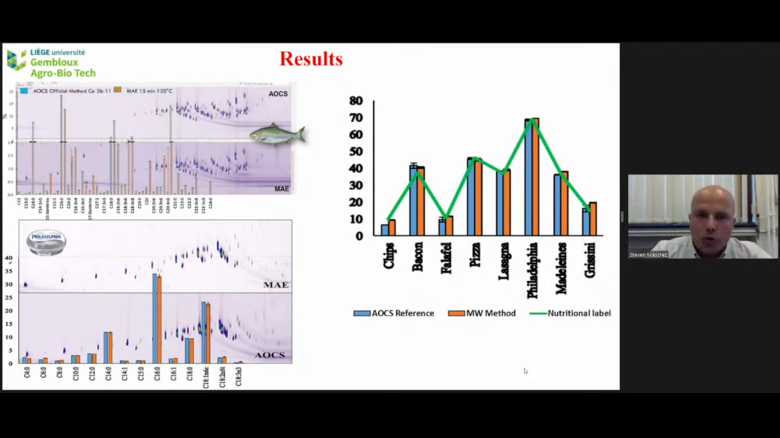Here, also, the last information that we use as reference to see if our method is effective, efficient, is the information given on the nutritional label, on the food packaging. It always gives the amount of saturated fatty acid in the food. Considering that we don't know how this value is really obtained, to have a first idea, what we did is just sum all the percentages of saturated fatty acid and compare to the reference value. We did the same for the AOCS reference method, also for the microwave method that we developed. And as you can see, there is no significant difference, which can be another clue to say that the method is really efficient.